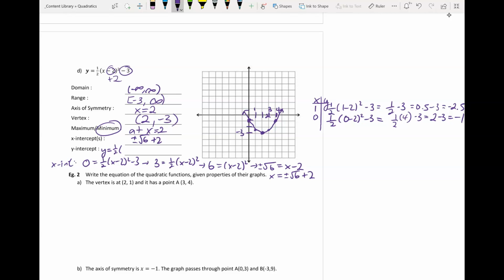And if we have a 0, then I'm just left with negative 2. Negative 2 squared is positive 4. 4 divided by 2 is 2. Minus 3, this is negative 1. And that's exactly what we had on our graph.